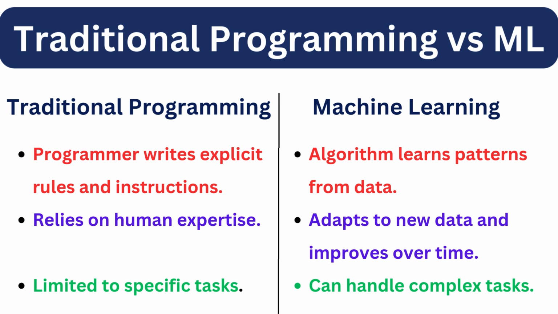Let's differentiate traditional programming from machine learning. In traditional programming, the programmer writes explicit code, rules, and instructions, while in machine learning, the algorithm learns from the data. Traditional programming relies on human expertise, while machine learning algorithms adapt to new data and improve over time. Traditional programming is limited to specific tasks, while machine learning can handle multiple complex tasks.